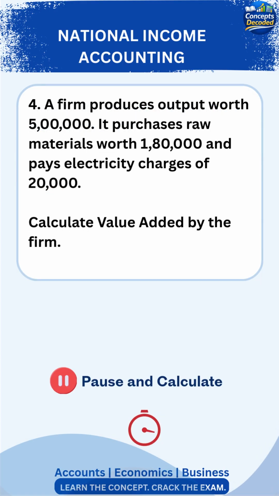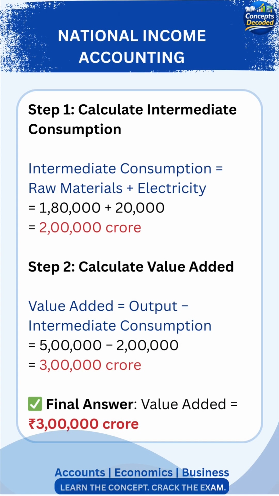Question 4. Find the value added by the firm. First, calculate intermediate consumption by adding the costs of raw materials and electricity. Next, calculate the value added by subtracting the intermediate consumption from the output. So the answer is 3 lakh rupees.